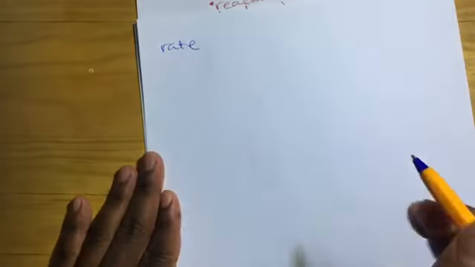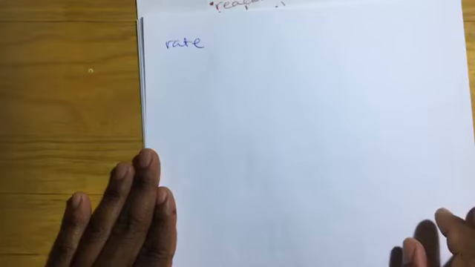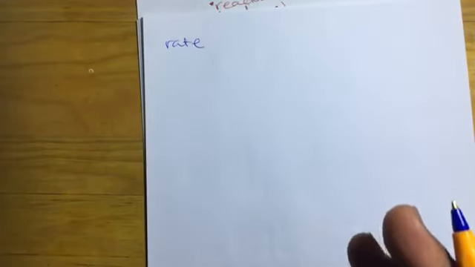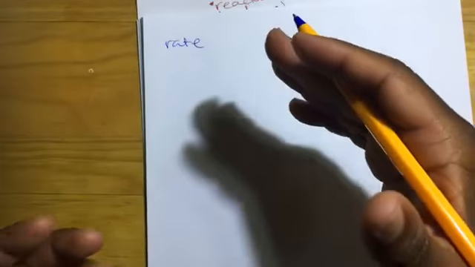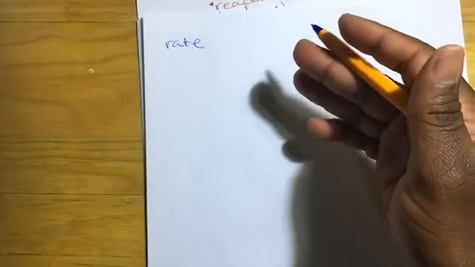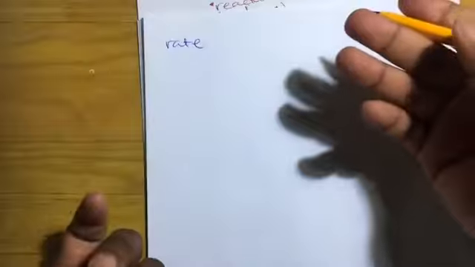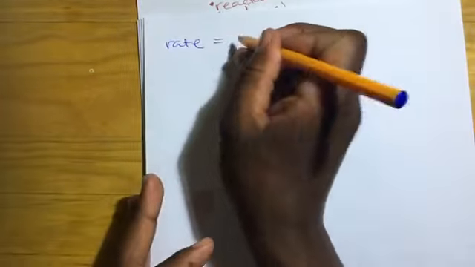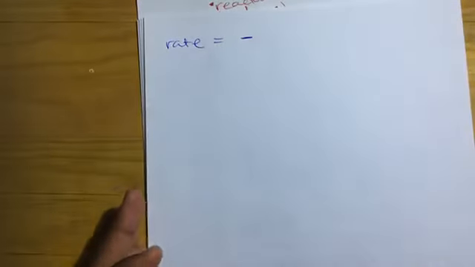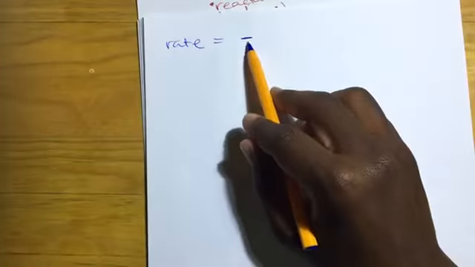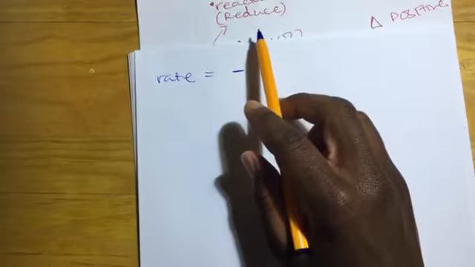Okay. So, rate. Pay attention to this. Because this is a reactant, we are going to have a negative. Why do we have a negative? Because its concentration is reducing. If the concentration is reducing, then delta, which is final minus initial, will give us a negative. So rate is going to be negative. Okay? Negative shows us that we're dealing with reactants.